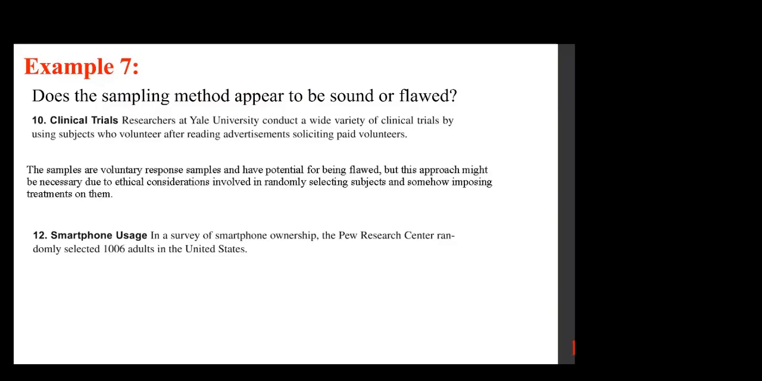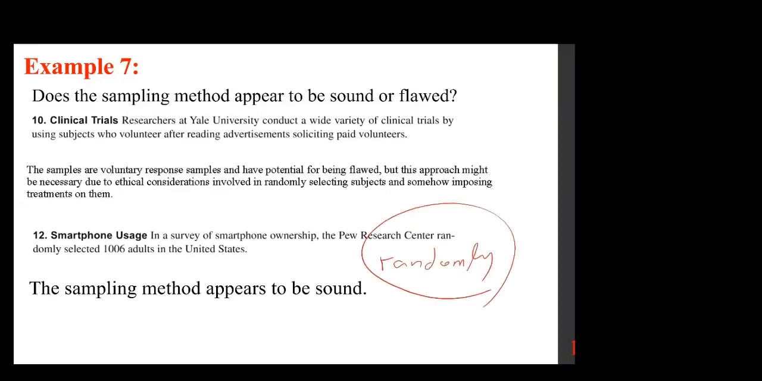In a survey of smartphone ownership, the Pew Research Center randomly selected 1,006 adults in the United States. So there seems to be a decent sampling method. Pew Research Center is normally done properly. We don't know if it was done any way that was wrong. So it was done randomly. Randomly, that's the key.